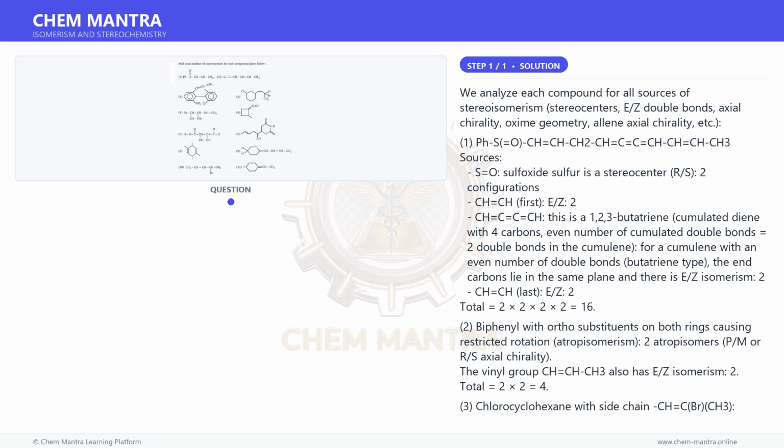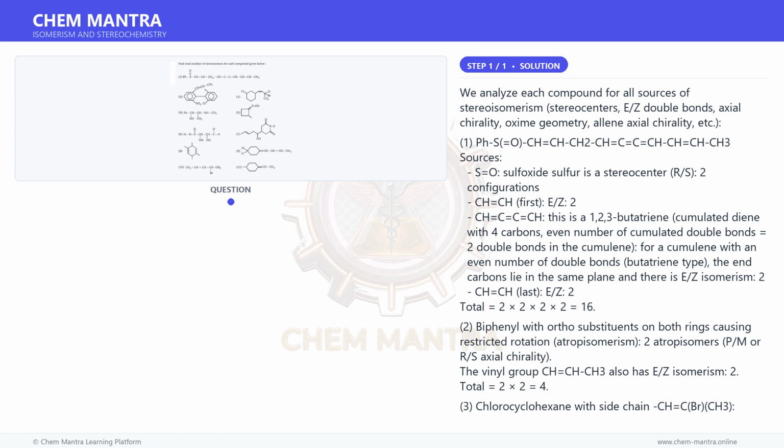2. Biphenyl with ortho substituents on both rings causing restricted rotation, atropisomerism, 2 atropisomers, P/M or R/S axial chirality. The vinyl group CH=CH-CH3 also has E/Z isomerism, 2. Total is 2 times 2 equals 4.